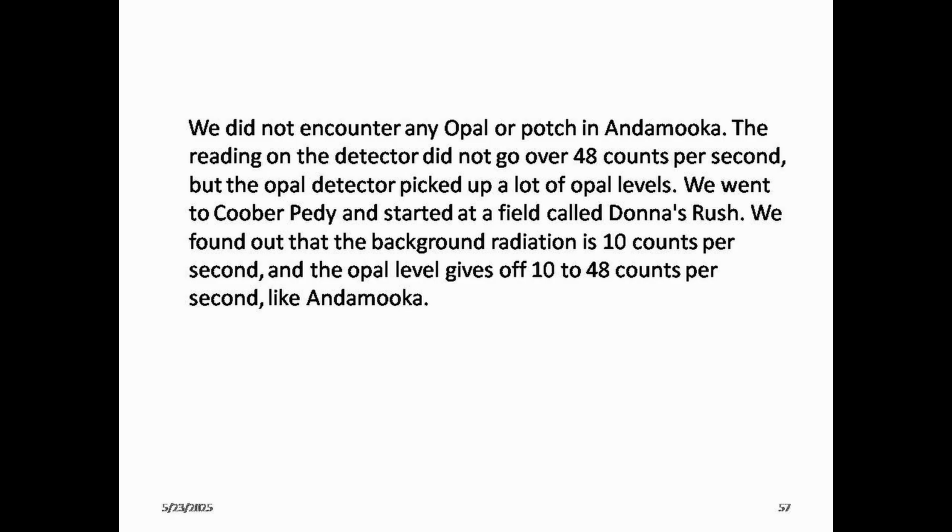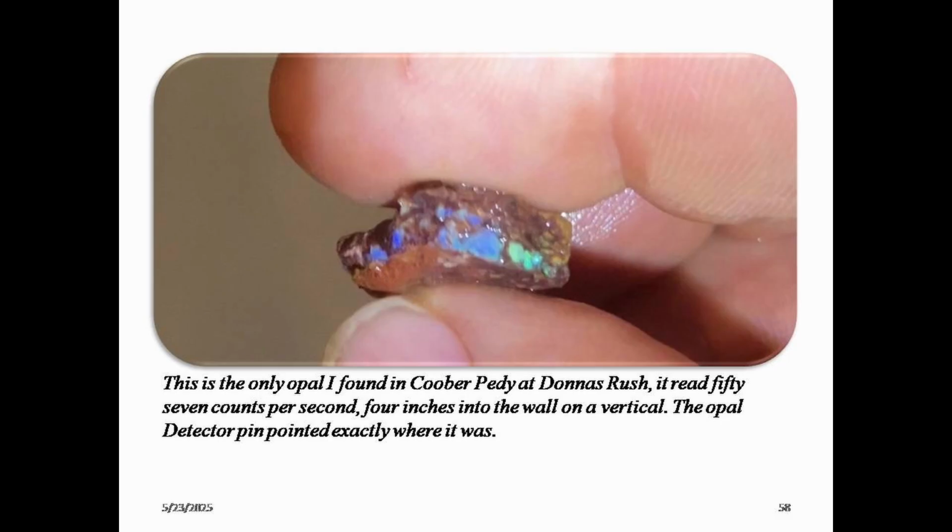levels. We went to Coober Pedy and started at a field called Donner's Rush. We found out that the background radiation is 10 counts per second, and the opal level gives off 10 to 48 counts per second, like Andamuka. This is the only opal I found in Coober Pedy at Donner's Rush. It read 57 counts per second, 4 inches into the wall on a vertical. The opal detector pinpointed exactly where it was.